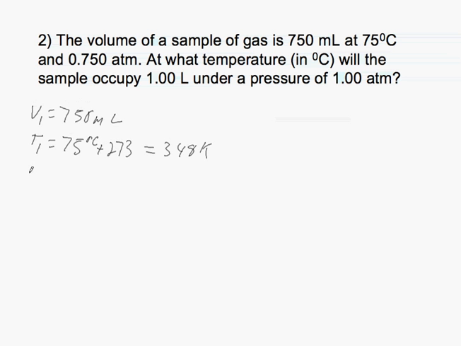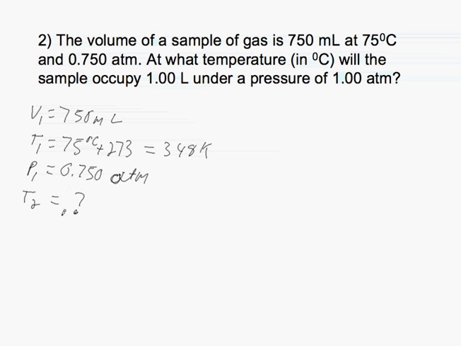Then 0.75 atmosphere, so my P1 is equal to 0.750 atmosphere. It says at what temperature, so that's the second temperature I'm coming across, which is my question mark.